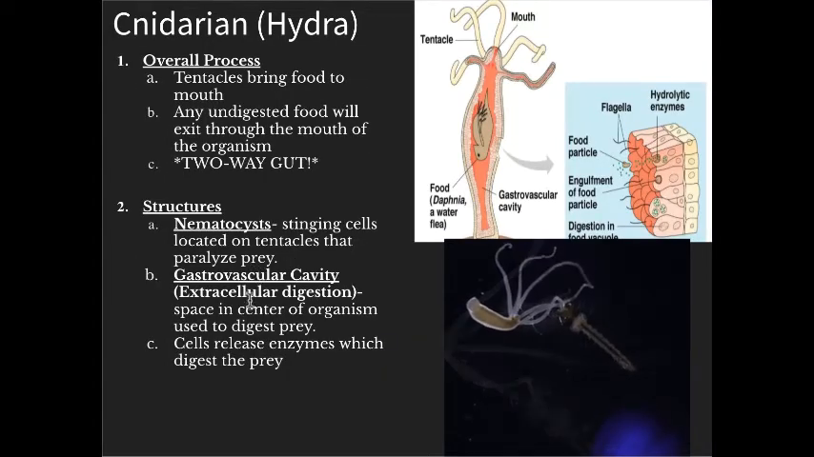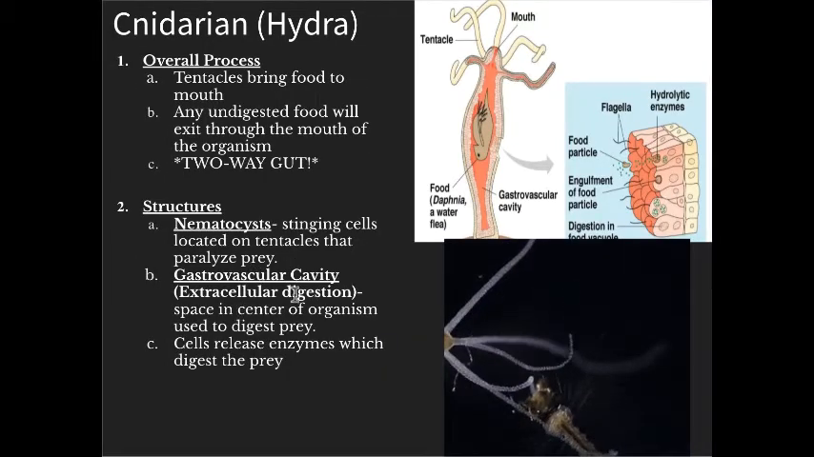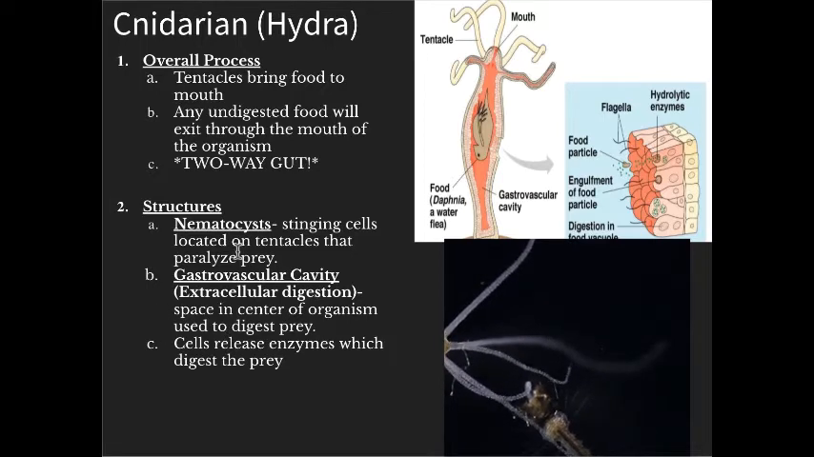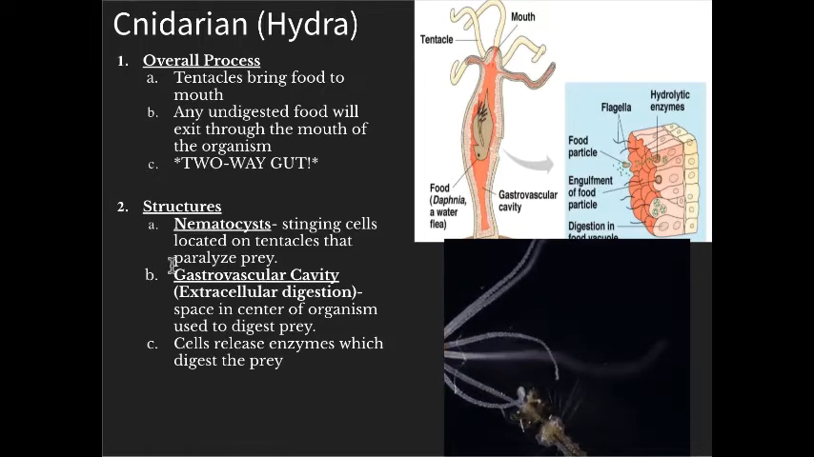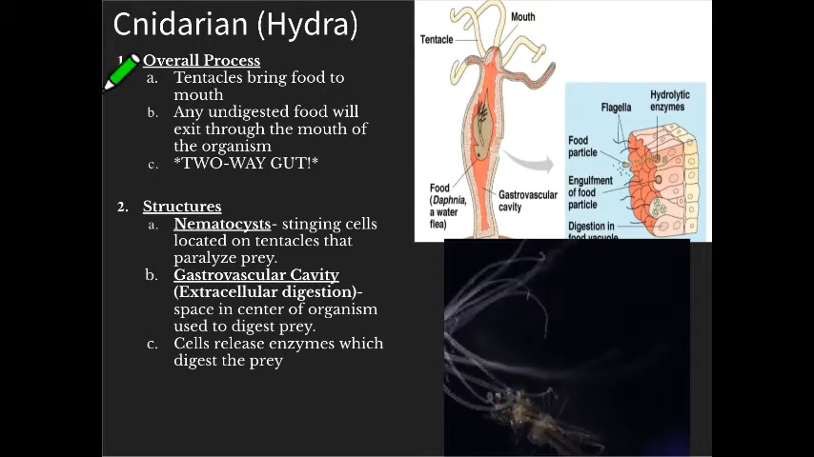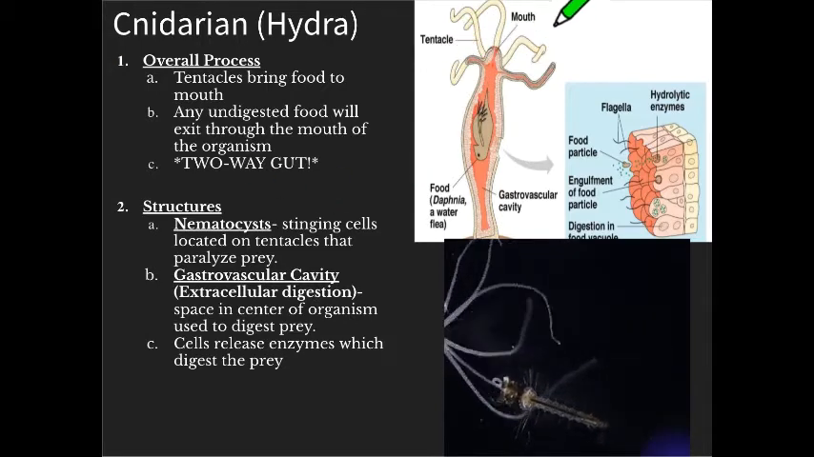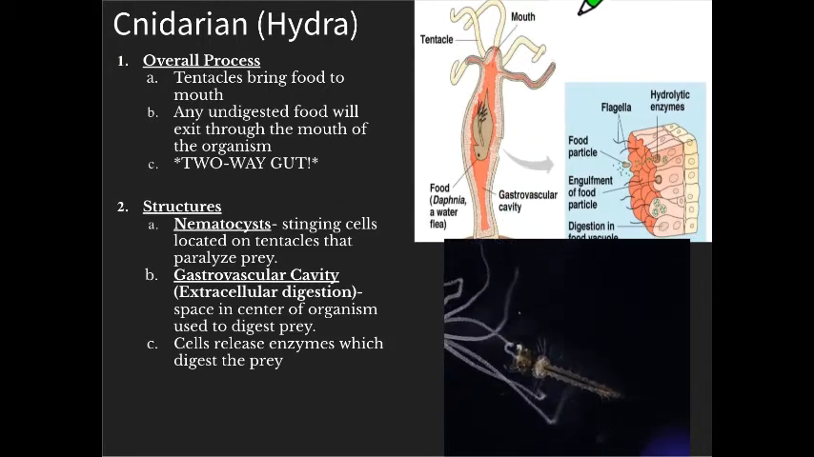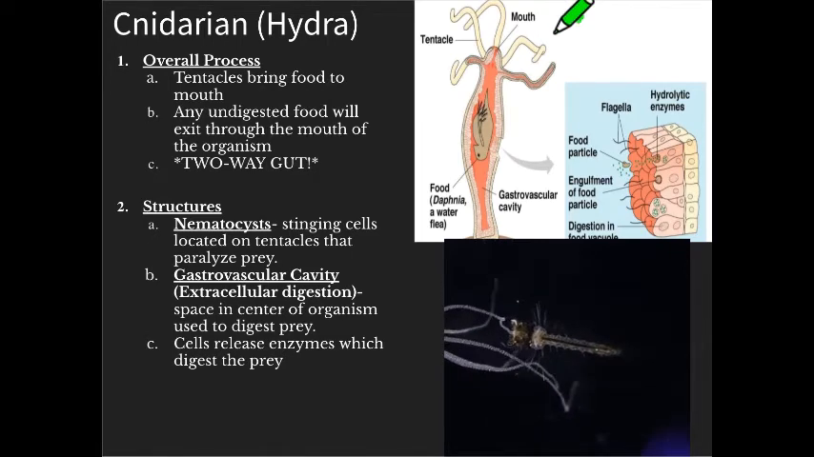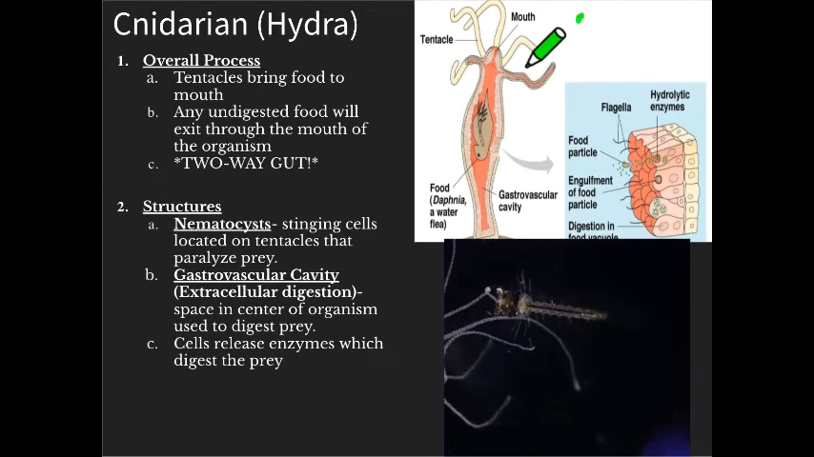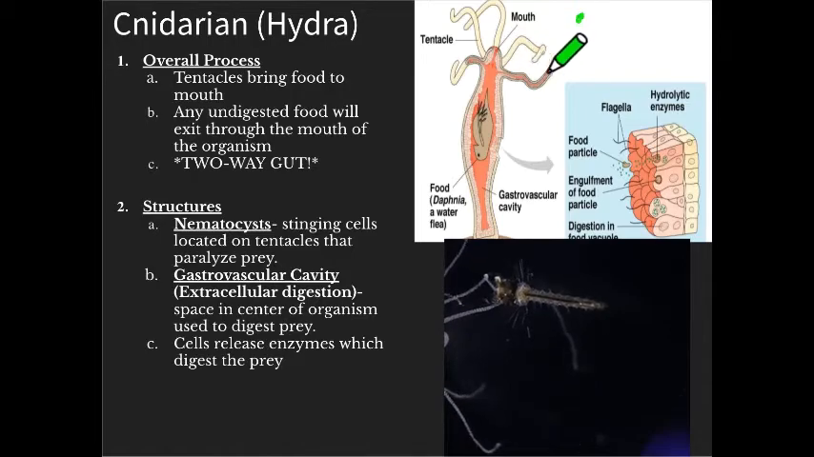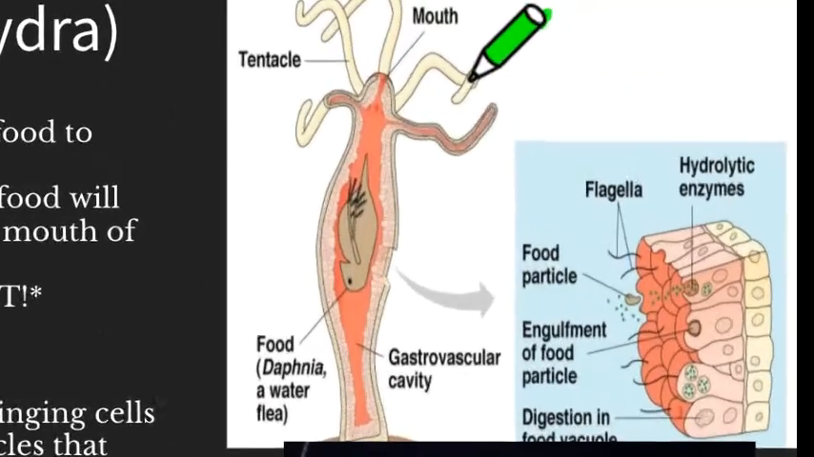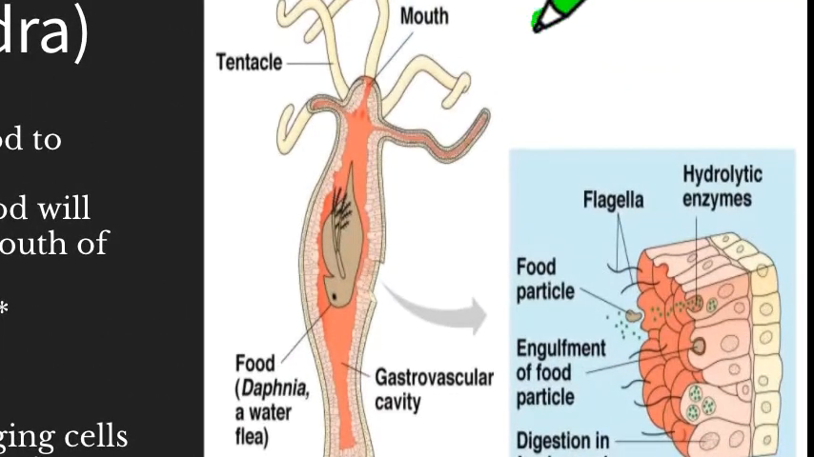Our next example organism is a Cnidarian, or a Hydra. The overall process basically for this guy is also this two-way gut idea. So we'll put this again. So food would be out here. So here's our food particle, and then it's going to use these stinging cells on their tentacles, these specialized stinging cells called nematocysts, and it's going to grab our food.